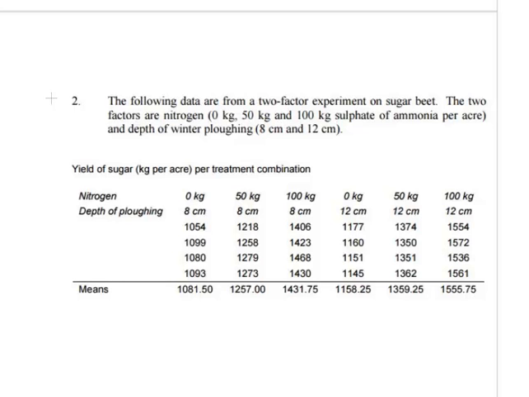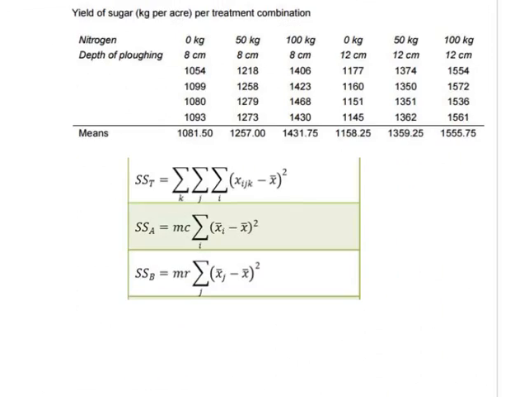of winter plowing. So we're trying to figure out, does nitrogen have an effect on the yield of sugar, which is what we're interested in? Does the depth of plowing have an effect on the yield of sugar? And also, is there an interaction effect between the amount of nitrogen fertilizer you're using and the depth? Is there an interaction effect there?